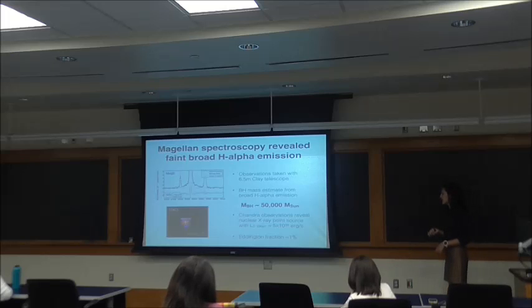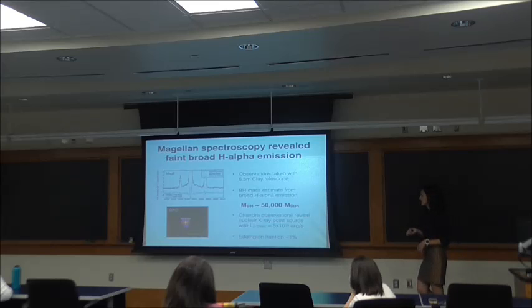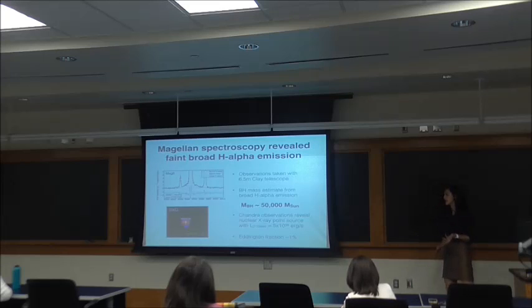We got Chandra observations for this system, which revealed a hard nuclear X-ray point source with a 2 to 10 keV luminosity of about 5 times 10 to the 39 ergs per second, which gives us an Eddington fraction of about 1%, which is quite high.